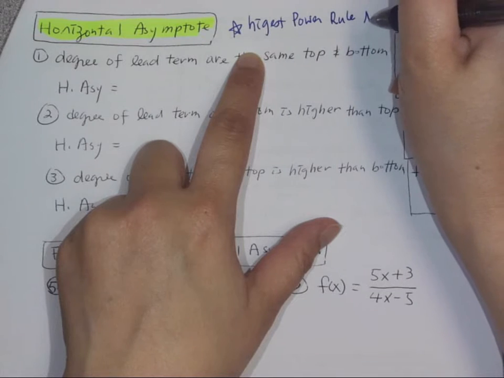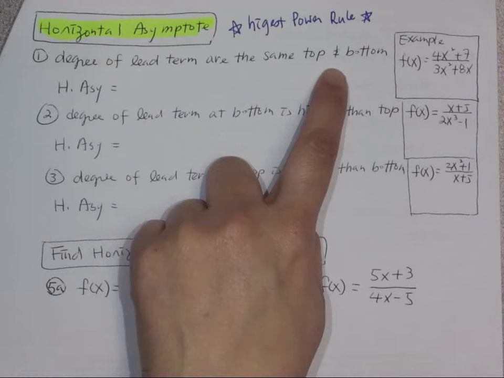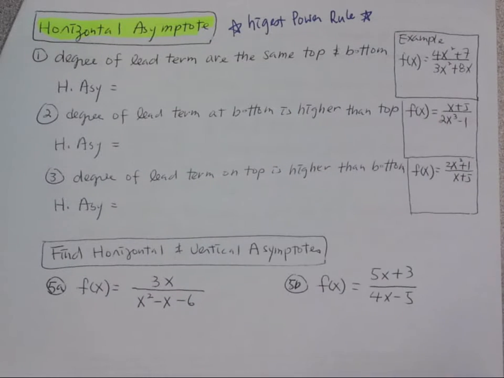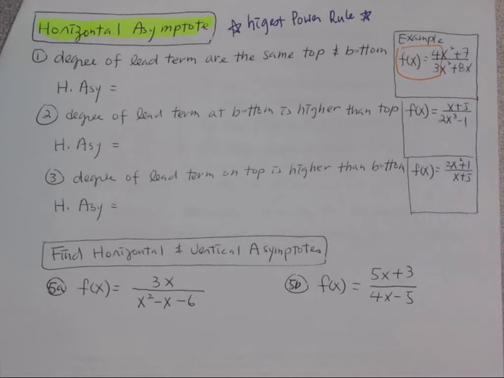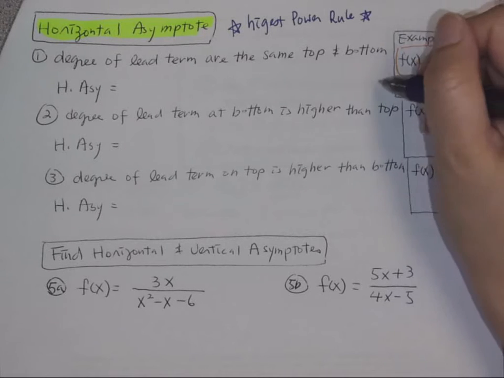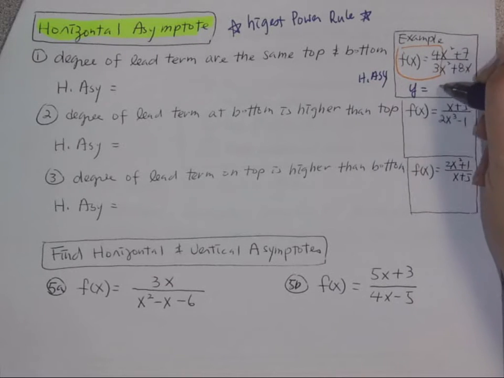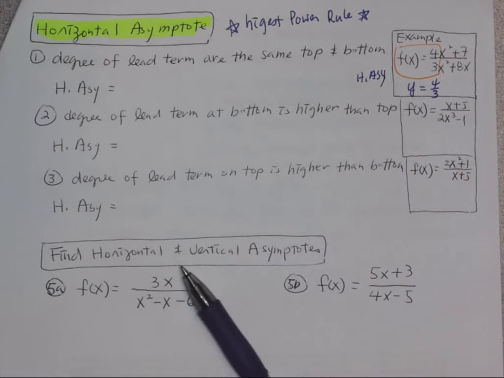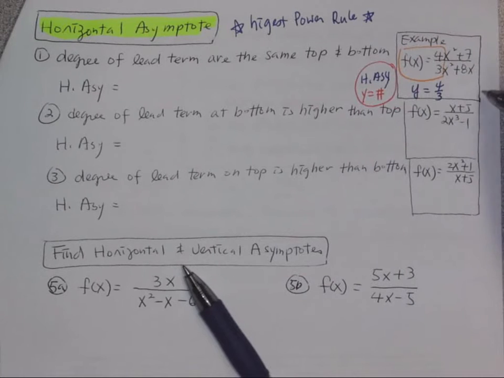So the highest power rule says if the degree of the leading term are the same, both top and bottom of your rational function, such as this particular example given to you, then all you need to do is pick up the leading coefficients like here. So for this particular example, the answer of the horizontal asymptote is going to be y equal to 4 over 3. So remember, horizontal asymptote is a horizontal line, so the answer has to be y equal to some number. Okay, so that's your horizontal asymptote.